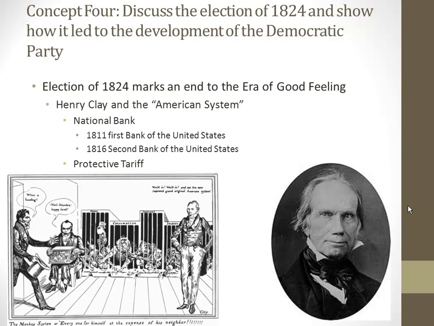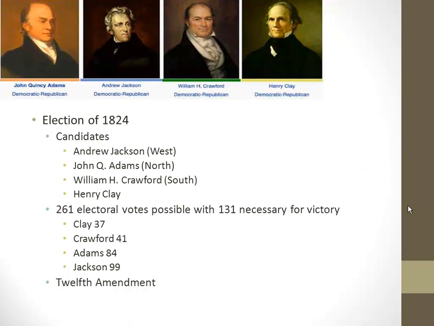There was a possibility of 261 electoral votes, of which 131 were necessary to capture the presidency. However, none of the candidates received that number. Clay gained 37 electoral votes, Crawford 41, Adams 84, and Jackson, the winner, 99.